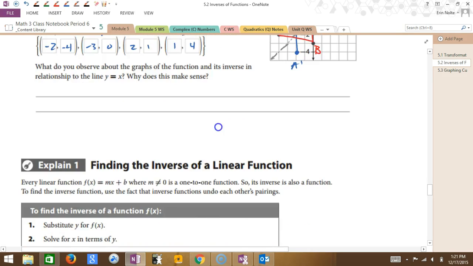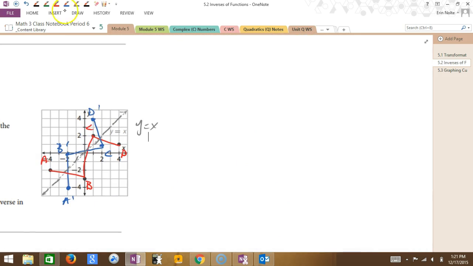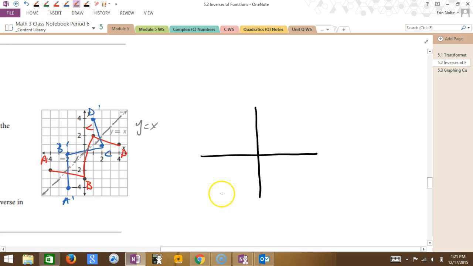Okay. So here's a little test for you. See if you understand this reflection idea. I'll even draw in the dotted line for you. Okay, here's my function. Can you reflect that over the y equals x line? Okay, who's going to do it for me? Who wants to do it?